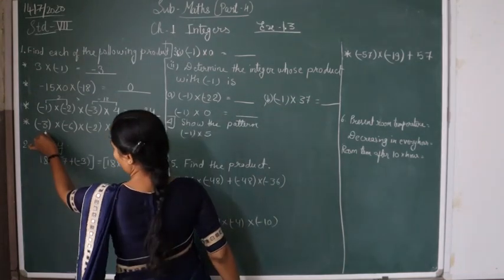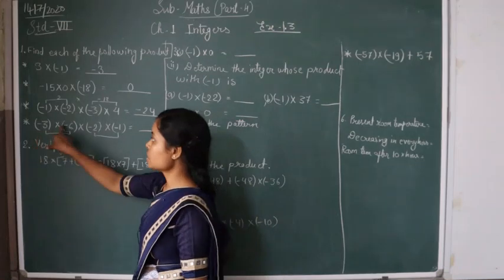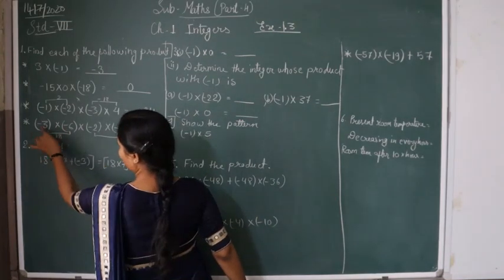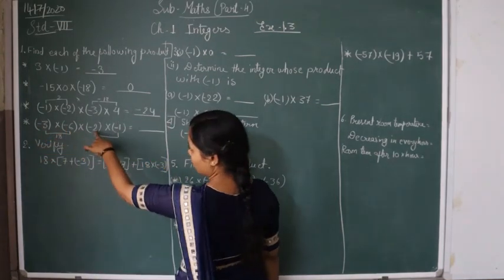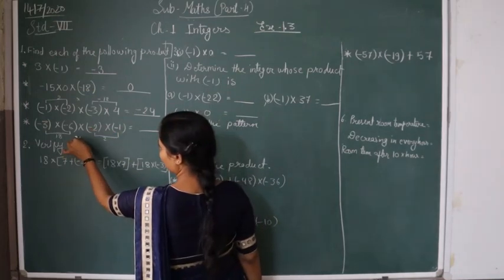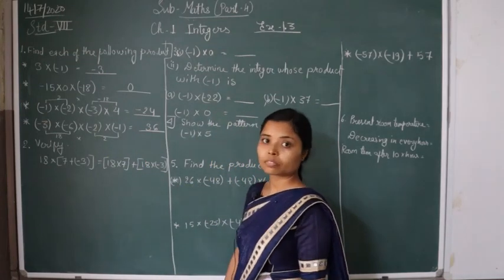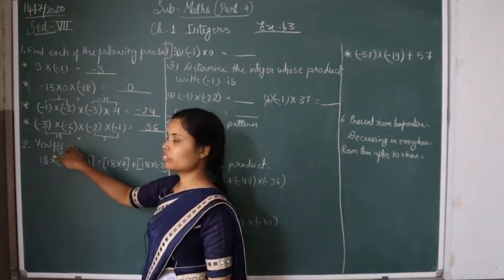Then make pair here. 3 6s are 18, minus minus plus. 2 1s are 2, minus minus plus. Then multiply both the numbers. 18 2s are 36.